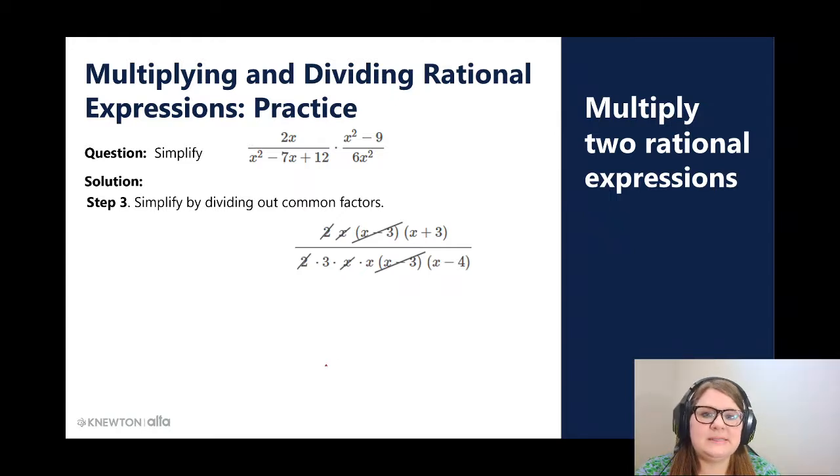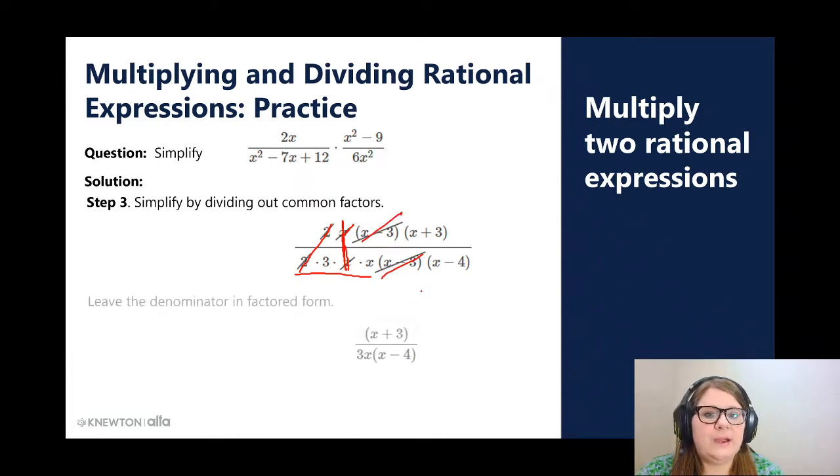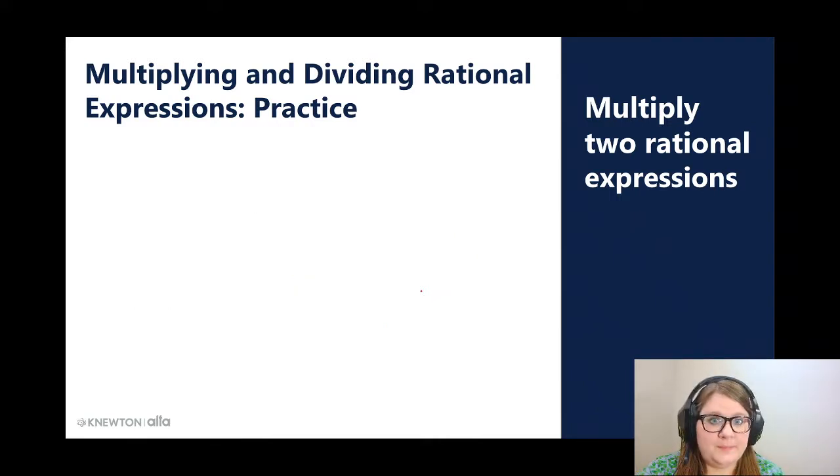So notice that 6 could be broken up into 2 times 3, and x squared could be broken up into x times x. So that's how I have 2 times 3 times x here, okay? But once I have split that up, I can now cancel out things that are the same in the numerator and the denominator. So I cross out my 2's, I cross out my x's, I have an x minus 3 that I can cross out on top and bottom. And so then I can just rewrite what is left over. Okay, so I have x plus 3 left over in the numerator. I have 3x and x minus 4 left in the denominator.